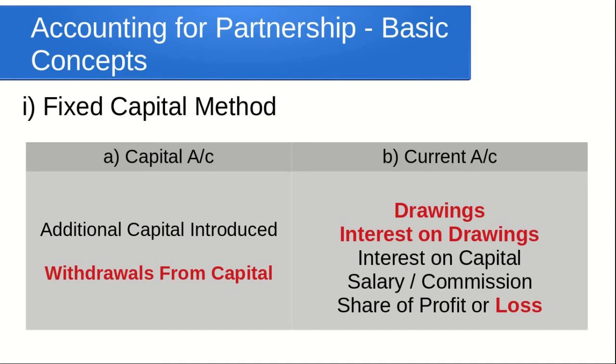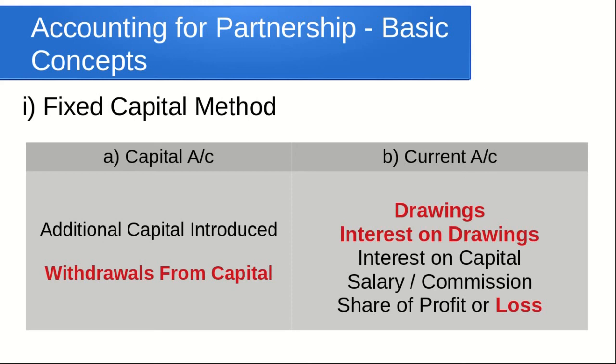And what are the transactions you will record there? You will record drawings, interest on drawings, interest on capital, salary and commission, and the share of profit or loss. So other transactions related to the capital will be recorded in the current account. So in the fixed capital method, you need two accounts for each partner: the partner's capital account and the partner's current account. In the capital account, you will record only two transactions, the introduction of additional capital or withdrawal from capital. In the current account, you will record drawings, interest on capital, salary, commission, share of profit or loss, etc.